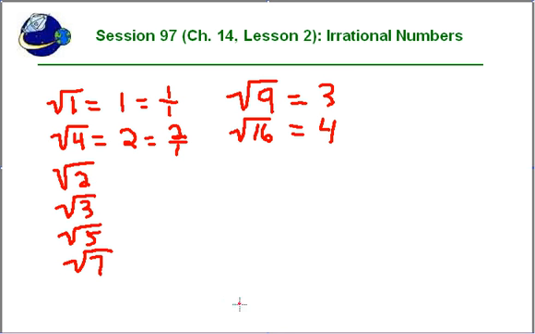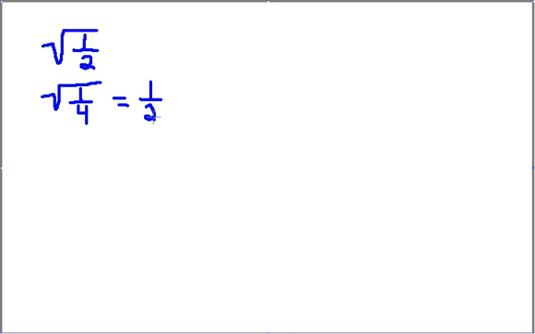The same holds true for trying to find the square roots of a fraction. So let's come over here. If we were to say the square root of 1/2, well, that also would create an irrational number. However, the square root of 1/4 is 1/2. 1/2 times 1/2 equals 1/4. 1 over 2 is a rational number. The rational number is the quotient of 1 and 2.